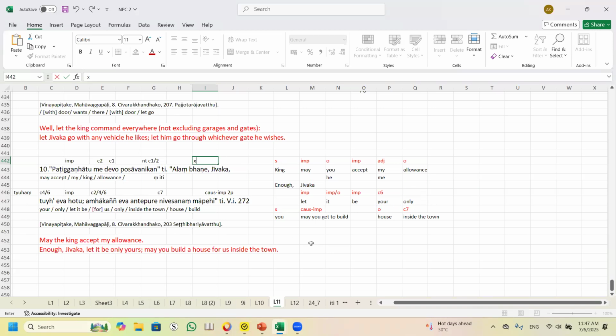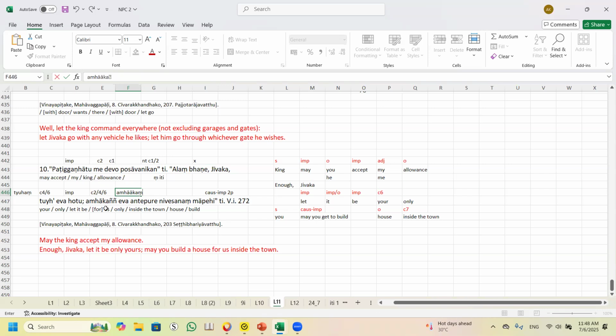So this is tuyhaṃ. This one you seldom see, because two letters are gone, the a and the m are gone. This is seldom come across. And another one, can you see? This is amhākaṃ. This is another one that is also seldom come across. Amhā.